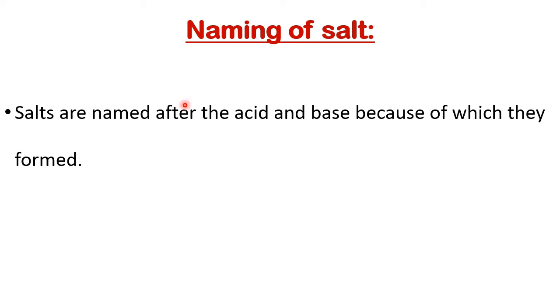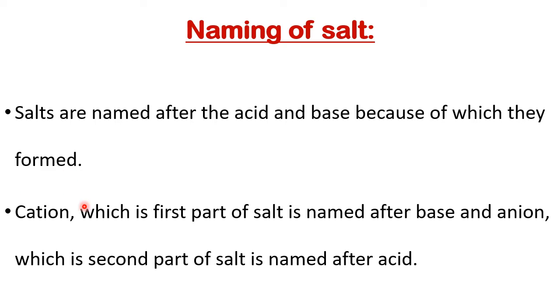Salts are named after the acid and base from which they are formed. From which base and which acid they are formed, that is important. On that ground, we name the salt. Cation, which is the first part of salt, is named after the base, and anion, which is the second part of salt, is named after the acid. That means in chemistry we have made some rules.